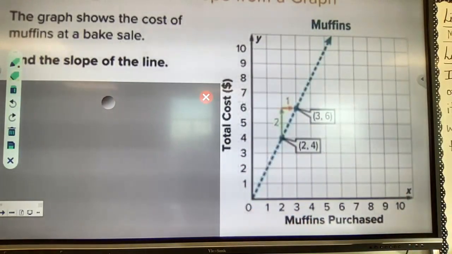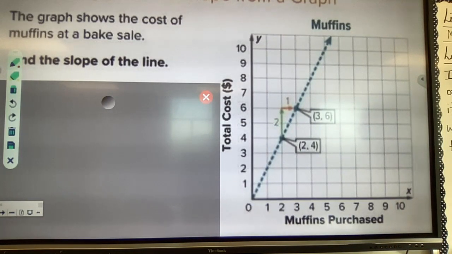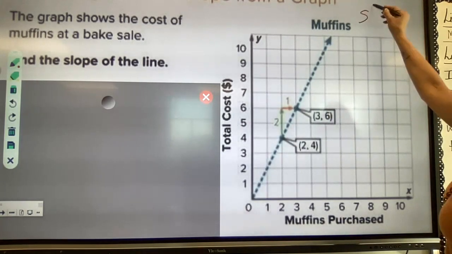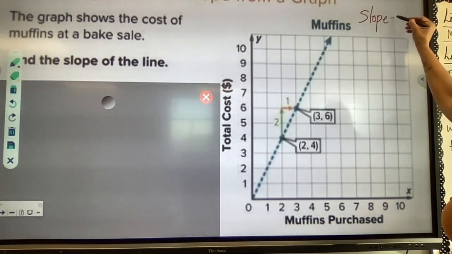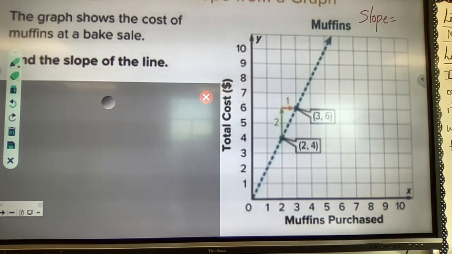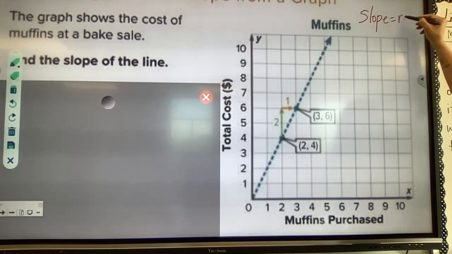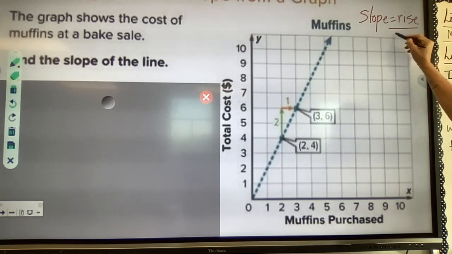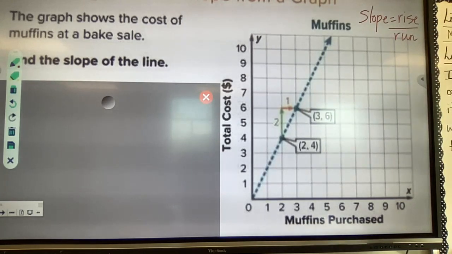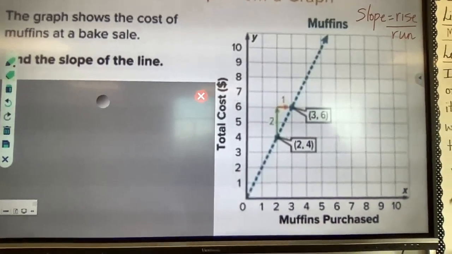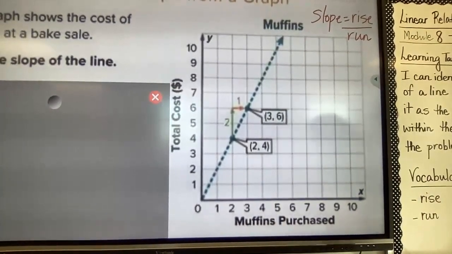So here is my graph over here. To calculate the slope, you're going to find the ratio of the vertical change, which is the rise. Again, slope is equal to what? It's equal to rise over run, the vertical change over the horizontal change. So rise over run. Okay. Now, let's look at this one.